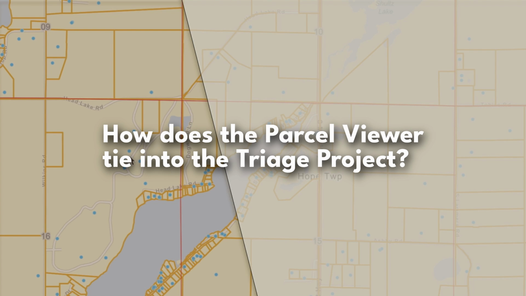How does the Parcel Viewer tie into the Triage Project? What we're looking for in triage is being able to designate whether or not a well is in the correct location or if it needs to be moved. This parcel viewer helps us to identify whether or not those water wells that exist in the database are within the correct parcel or if they're not.